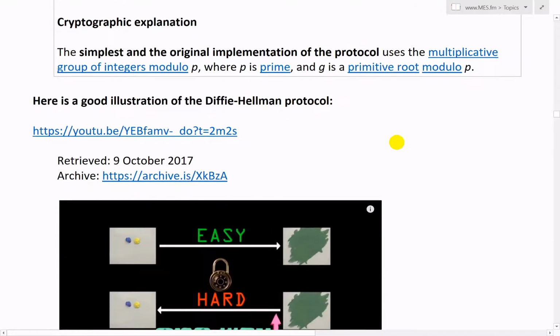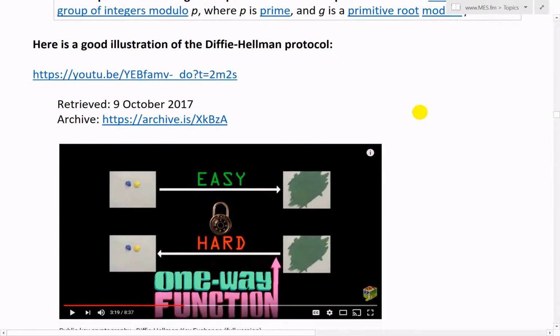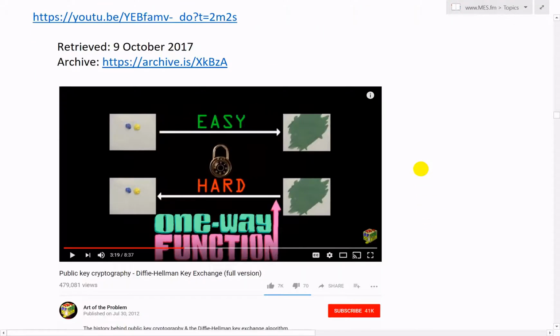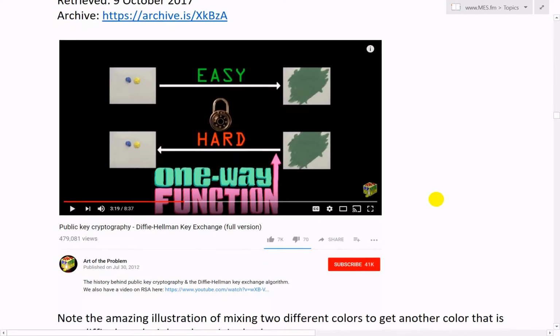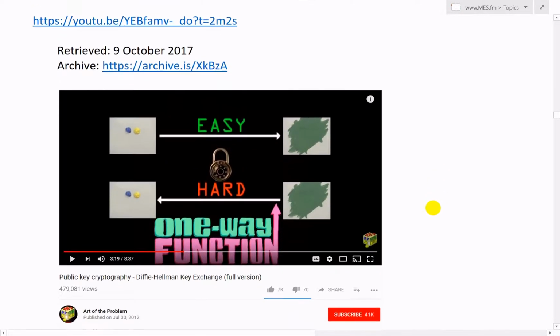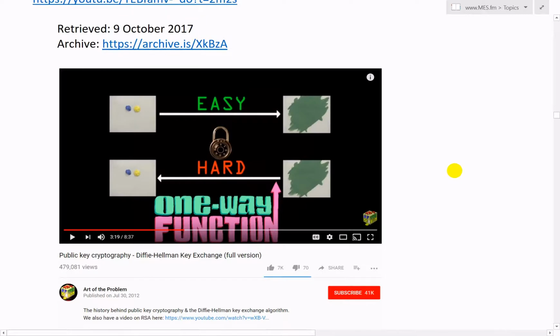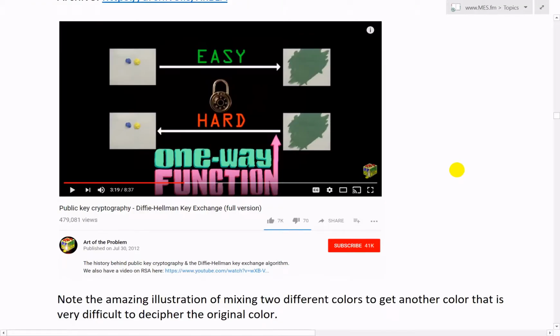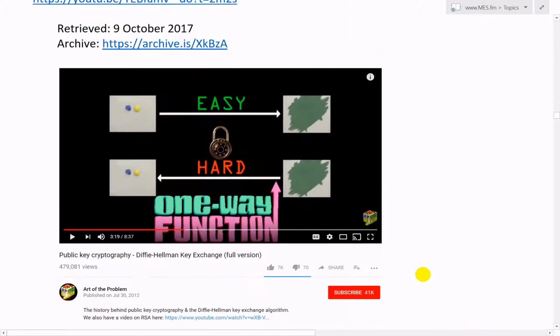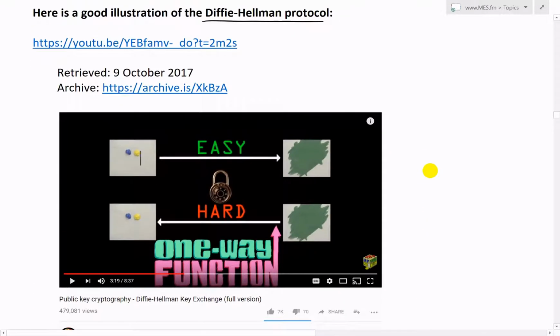I'm not going to go into the mathematics too much, but I'll illustrate this here. Here's a good illustration of the Diffie-Hellman protocol, and I'll show a bit of this clip from the Art of the Problem YouTube channel. So given an illustration here, if you have these two paints, blue and yellow, you mix them, this is hard to separate. You can easily mix something, but it's very difficult to get back the other way. That's the one-way function. Let's just jump right in and see what we have here. Yeah, so here's the video. Let's just play it.